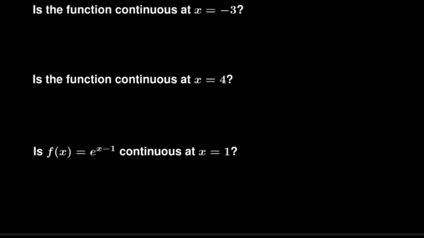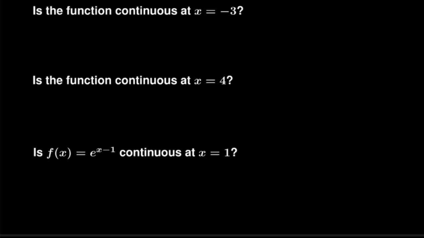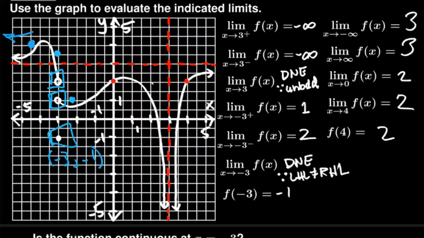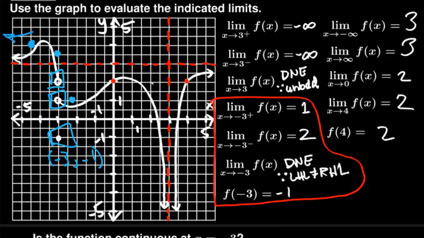Okay, so I have a few questions here then. Is the function continuous at -3? Let's look at it. So at -3, we have these things going on. Does the limit exist? No. Does the function value exist? Yes. But is it continuous? No, because the function is not approaching the function value. In fact, the function is not approaching anything.